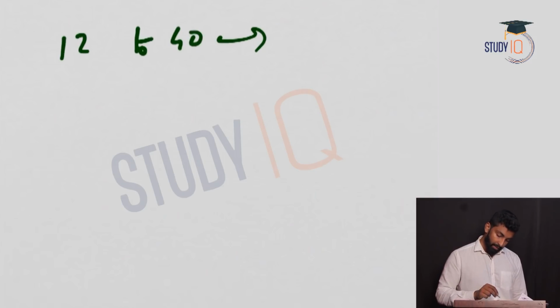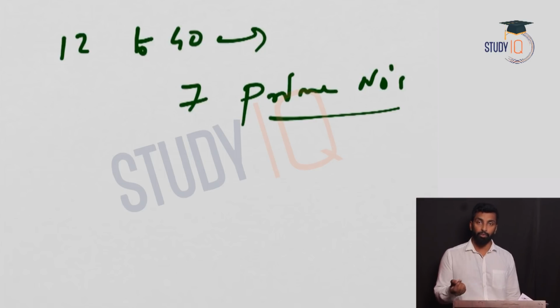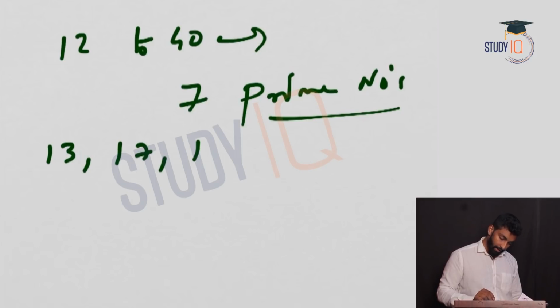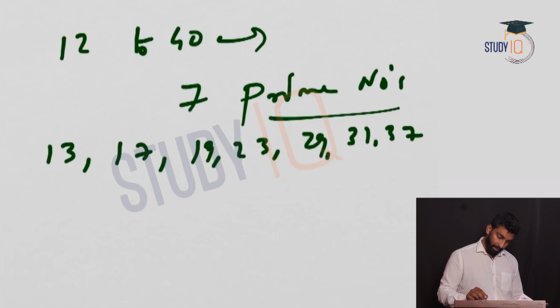Now this question, from 12 to 40, how many prime numbers are there? There are 7 prime numbers, right? Now you got the answer. 7 prime numbers are there: 13, 17, 19, 23, 29, 31, 37 are the prime numbers.